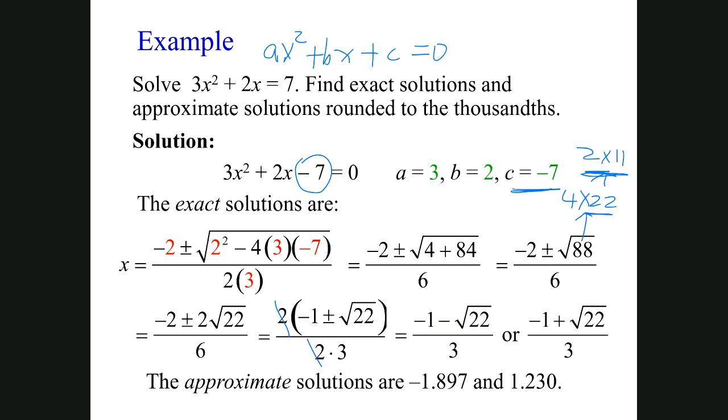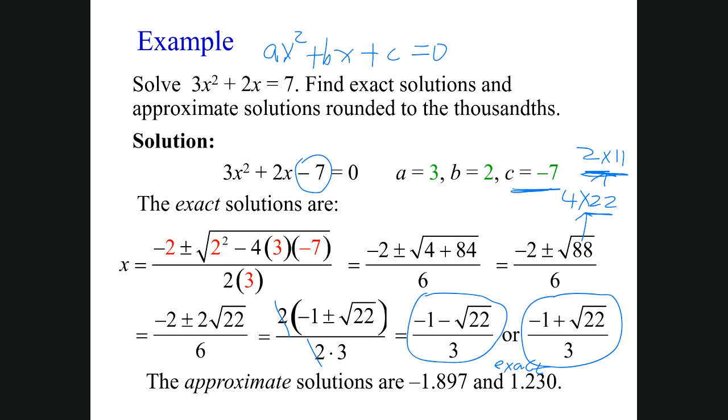And when you type it into the calculator, you cannot type a plus-minus. So you're going to have to separate this one into 2 answers: -1 plus square root of 22 over 3, and -1 minus square root of 22 over 3. This is called the exact answer. These two are both called the exact answer. So when the book says exact answer, that's what it means. All right, but you do have to simplify the square root in this case.